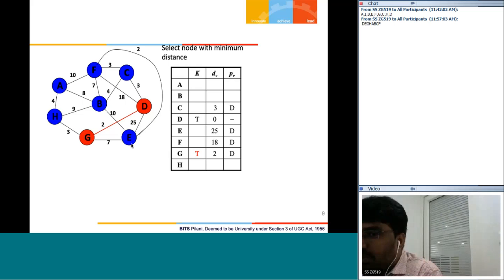Say whether G is connected to D. G is connected here. You agree. Now, what is the cost to reach E? Either I have to spend 25, either I have to spend 10, either I have to spend 7, either I have to spend 2. Yes or no? Just say, what is the smallest cost available to reach E?